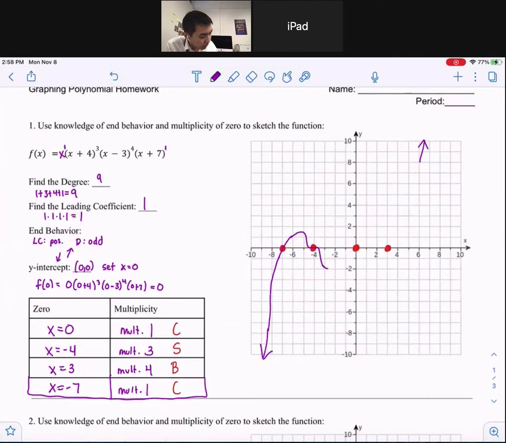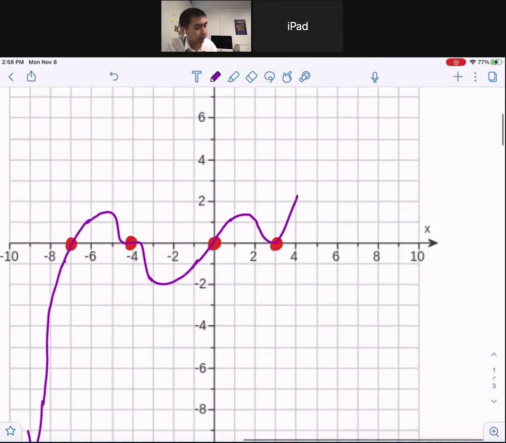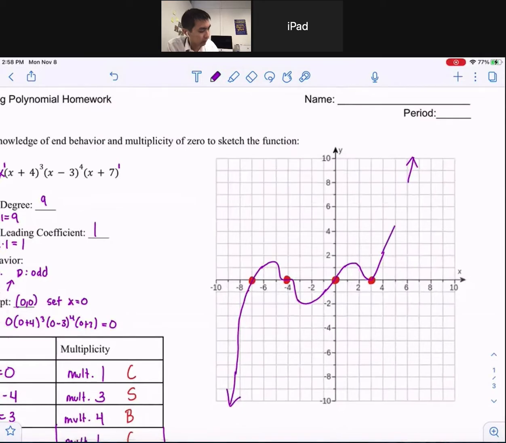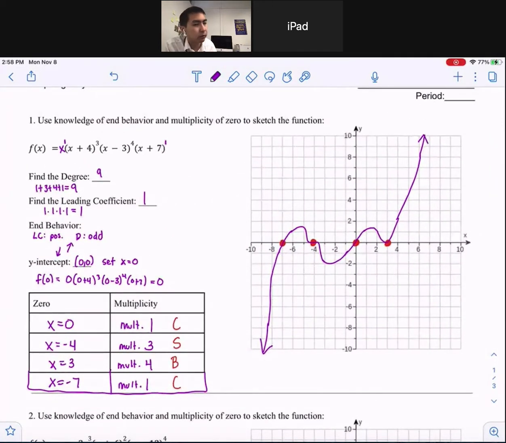The next 0 we're approaching is x equals 0, so that's going to be a cross. And then at x equals 3, that's going to be a bounce. So you literally bounce off of it. Bounce off, and then connect it to your other end behavior. And there is your answer for number 1.